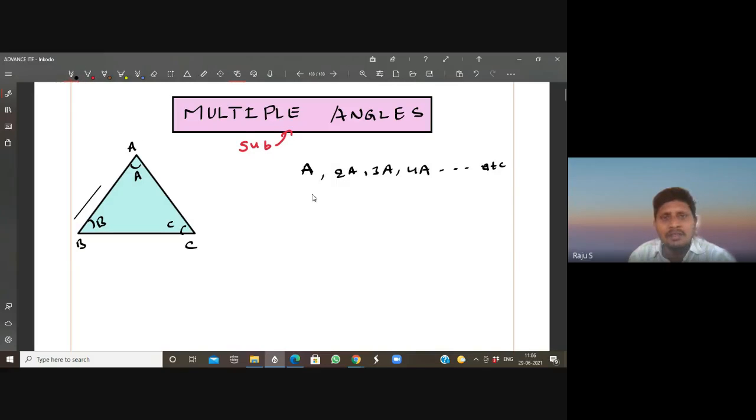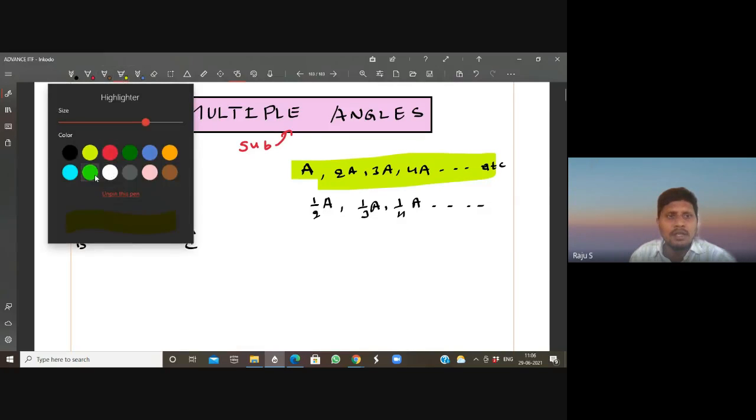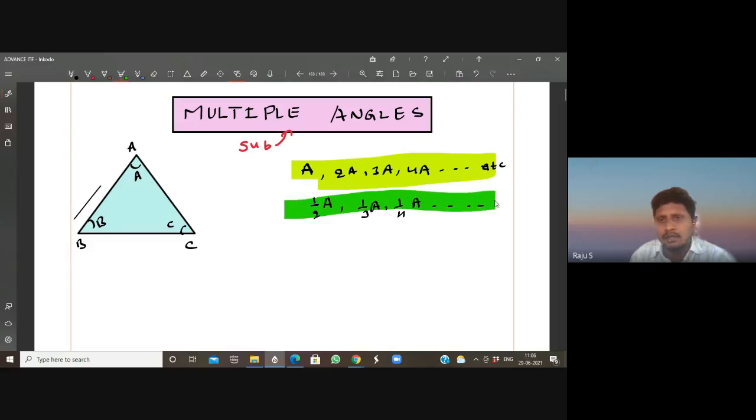Sub multiple angle in the sense we can multiply with fractions, like A be the given angle, 1 by 2 of A or 1 by 3 of A or 1 by 4 of A, and so on. Then this is called sub multiple. Multiple means multiply with only integers. Sub multiple means fractions like 1 by 2, 2 by 3, 1 by 3, 1 by 4, like that. So these are the multiple angles, and the remaining are the sub multiple angles.